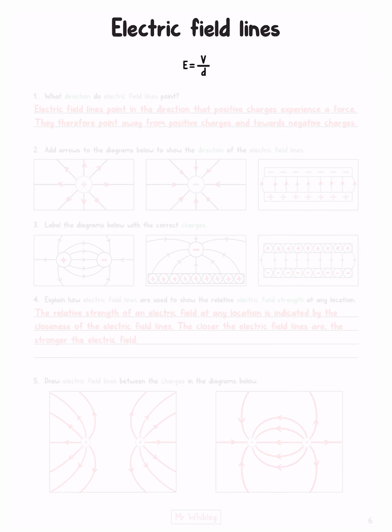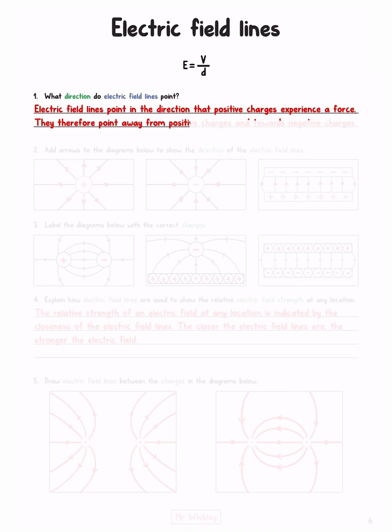Electric field lines. Question 1. What direction do electric field lines point? Electric field lines point in the direction that positive charges experience a force. They therefore point away from positive charges and towards negative charges. Since a positive charge will experience a force away from a positive charge, and a positive charge will experience a force towards a negative charge.